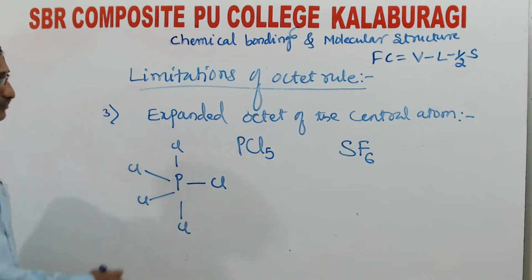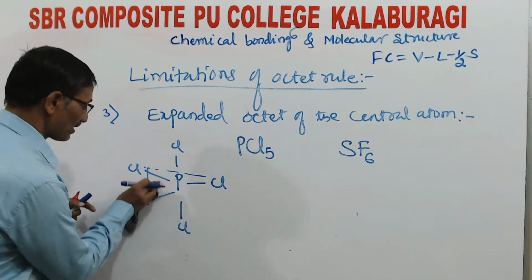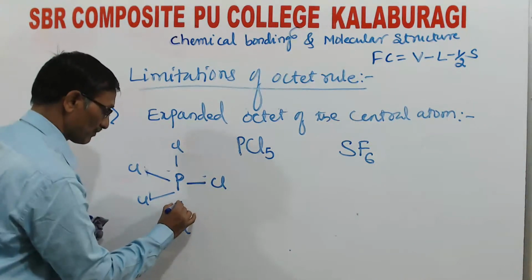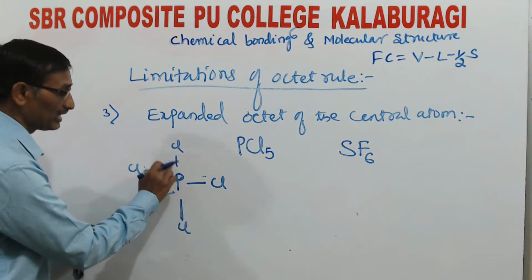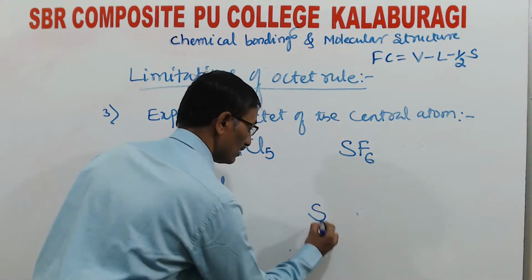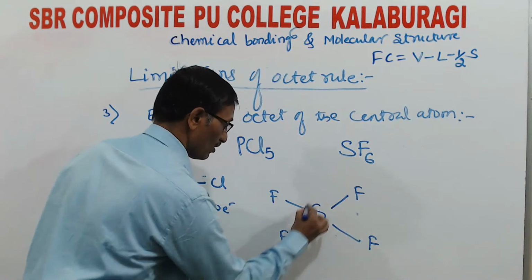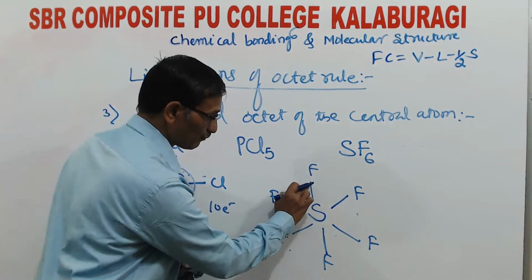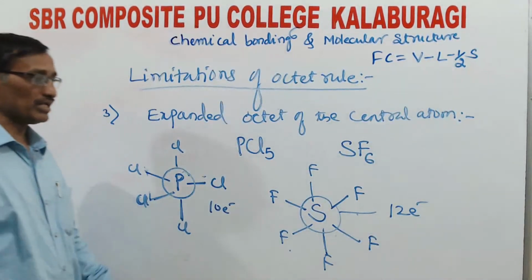So what do we come across in this case? If you are joining like this, I will write all these in this way only. Let us take the central phosphorus atom with chlorine, PCl5. 1, 2, 3, 4, 5, 6, 7, 8, 9, 10. So the central atom has 10 electrons. Sulfur hexafluoride, if you consider sulfur, now the fluorine atoms. Now here 1, 2, 3, 4, 5, 6, 7, 8, 9, 10, 11, 12. So 12 electrons are there around the sulfur atom.